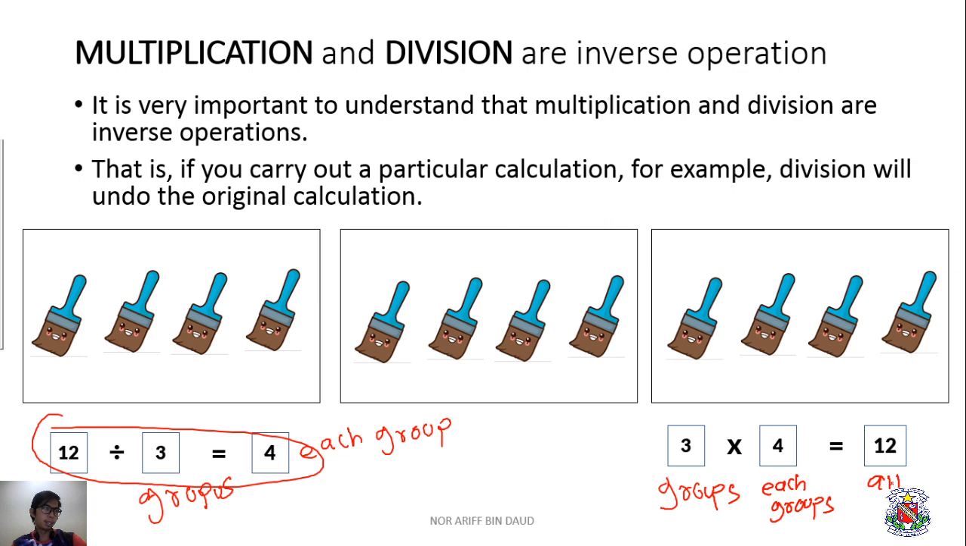all paintbrush all together. Now we see the difference between division and multiplication. In division, the all paintbrush must be in front, but in multiplication, the all paintbrush must be behind. In multiplication, group must come first. In division, group must be in the middle. And then for each group number must be behind for division, and in multiplication it must be in the middle one. It's very easy because you just flip it around.